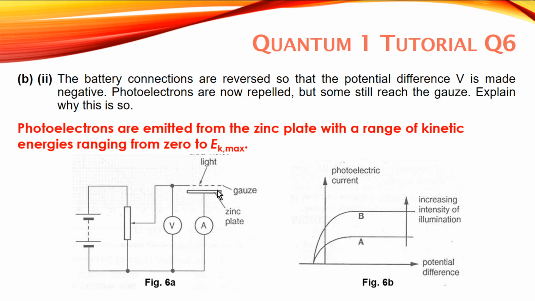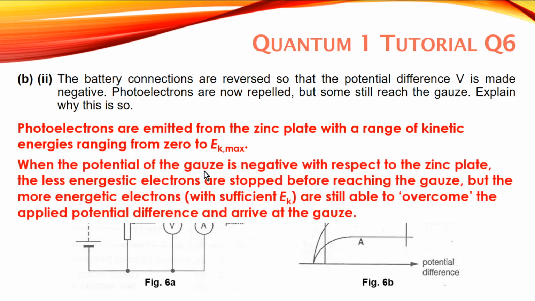But the fast one will be able to have fast enough to reach the Gauss. So your first point is to tell them that the electrons are emitted all with different speed, different KE, ranging from 0 speed all the way to a certain maximum value. Then when your Gauss is made negative, yes, they'll try to repel the electrons, but only the less energetic electrons. Okay, there's a spelling error, should be less energetic without the S. So the slow one will get stopped halfway before it reaches the Gauss.